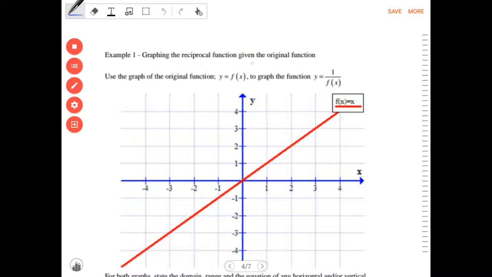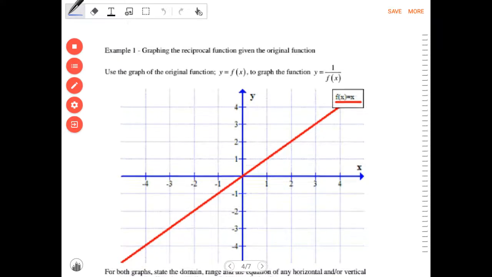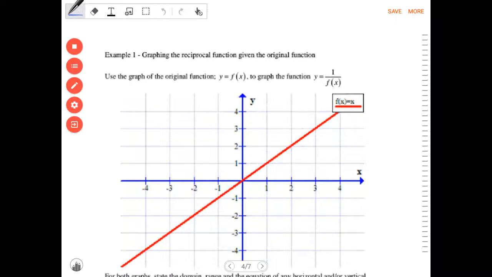All right, example 1. Graph the reciprocal function given the original function. Use the graph of the original function y equals f of x to graph the function y equals 1 over f of x. Now I get to start explaining a little bit. If you remember, I told you earlier that y and f of x are interchangeable. So this just means y equals y. Well, that's kind of a weird thing. On this one, y equals 1 over f of x, well, we said f of x was y.